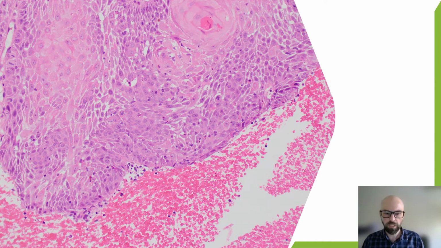Another important thing to be aware of is that you can get conventional squamous cell carcinoma arise in verrucous carcinoma. So you can get something which looks like verrucous carcinoma on the biopsy, and then in the complete excision get a conventional SCC.